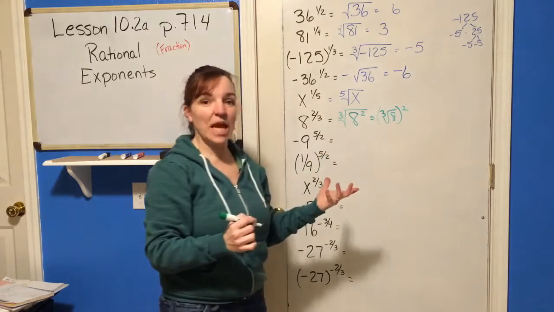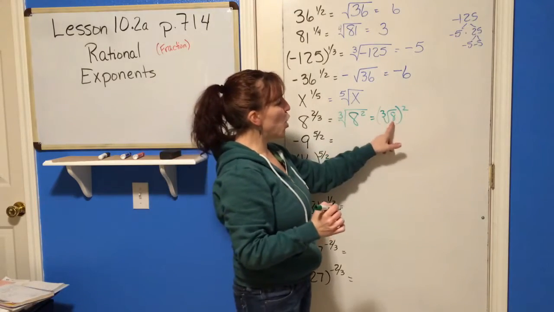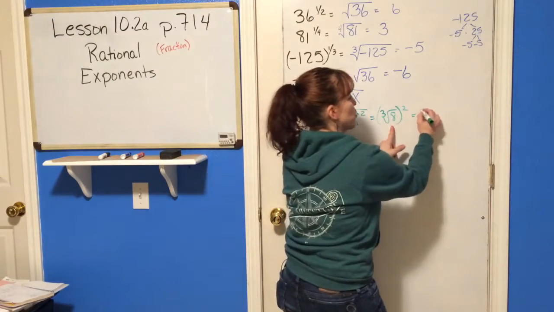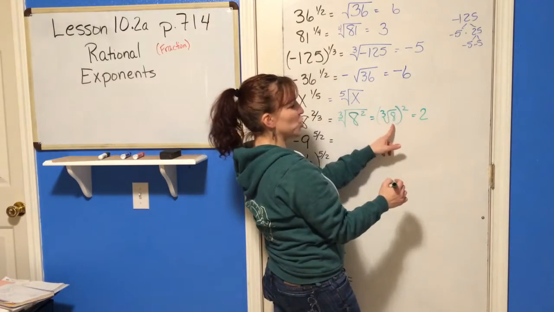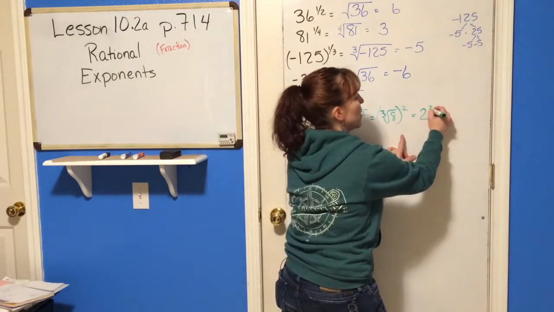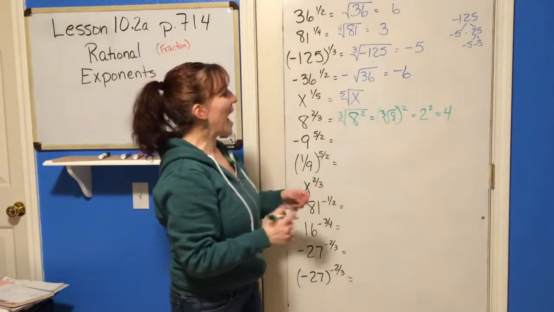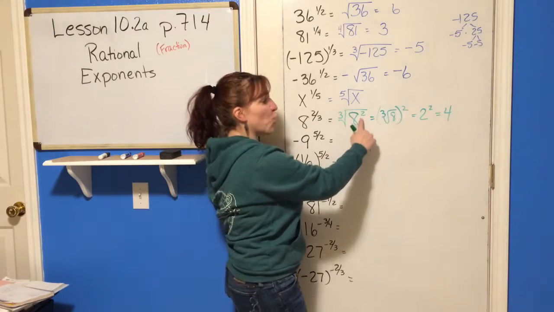Either of those are the same. And in this case, because we know that the cube root of 8 is 2, it's actually easier to do this way first, because then we can say the cube root of 8 is 2, and I want to square it, so that's just 4.